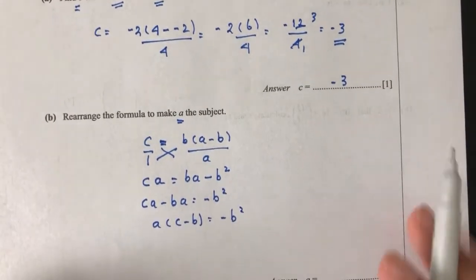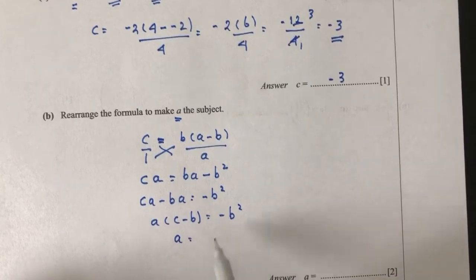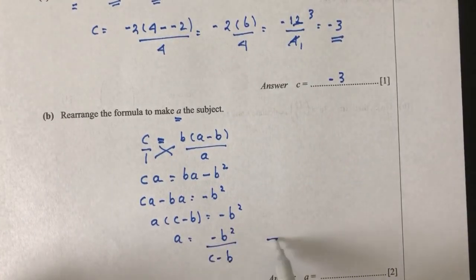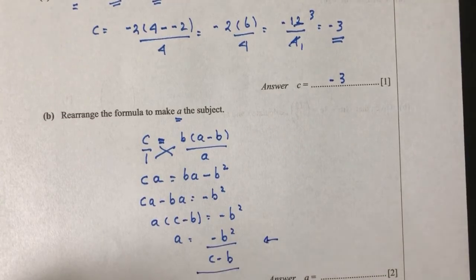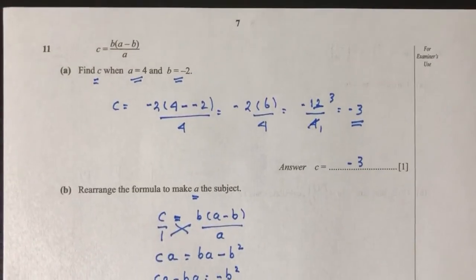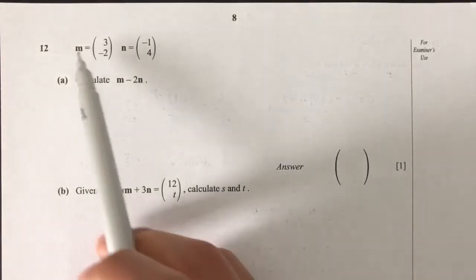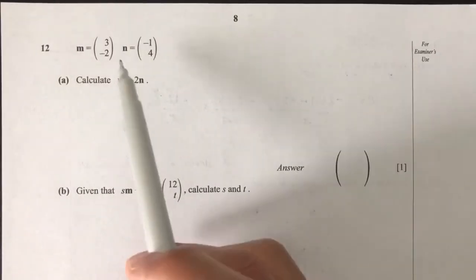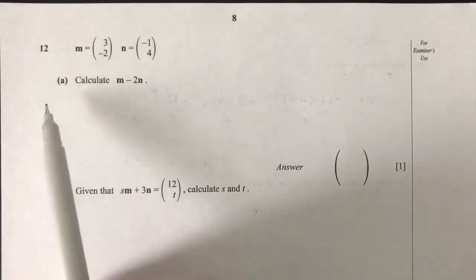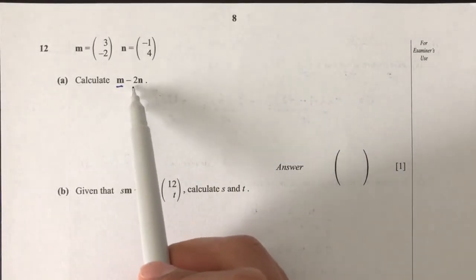So A will be minus B squared divided by C minus B. And that is your answer for part B. That was question number 11. Question number 12, we have the value of m, which is this vector column, and n, which is this vector column. Part A, calculate m minus 2n.